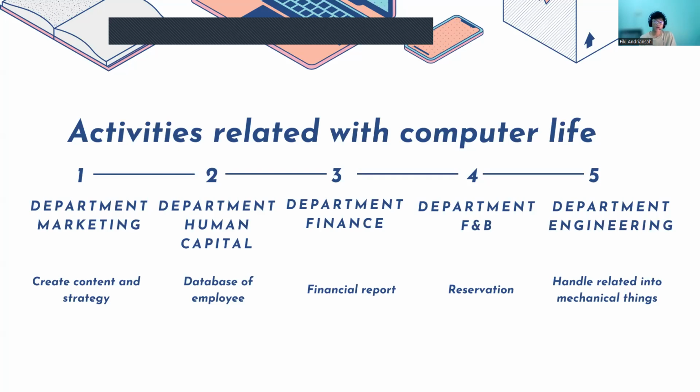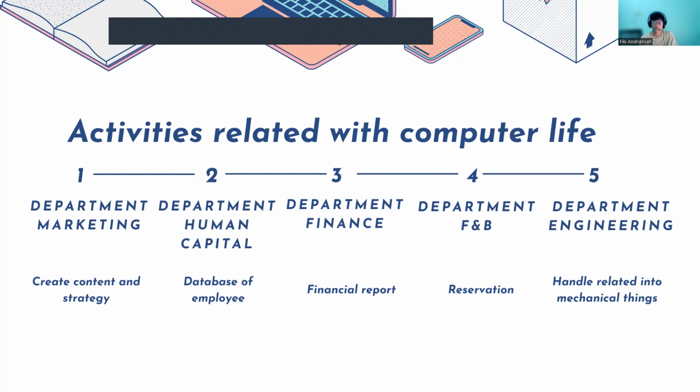And each department has its duties and responsibilities containing activities related to the computer. So first, in the marketing department, we need to create content and a marketing strategy. And of course, it has relations with the computer, since everything we do as marketers has connections, and we need to use technology. In this case, it is the computer.